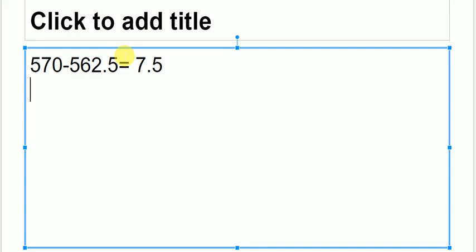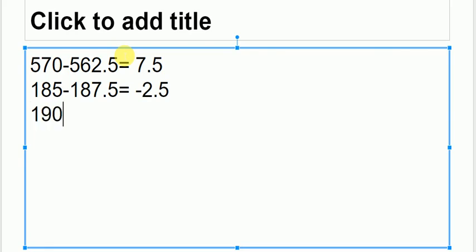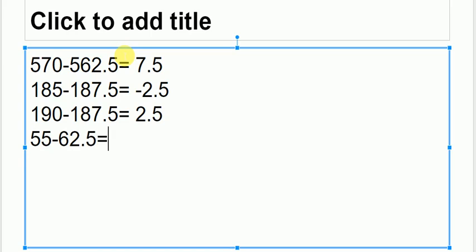Let's do that for our next ones, which was 185 minus 187.5. Don't worry if you get a negative number here, because if you square a negative number, which is our next step in our chi-squared equation, it's going to be a positive number, so don't freak out if that's something that you don't like. Negative numbers are not something that people typically enjoy. So let's keep going. It's going to be 2.5 the other way. That one's going to be positive. And then we're going to do 55 minus 62.5. That's going to give you 7.5.